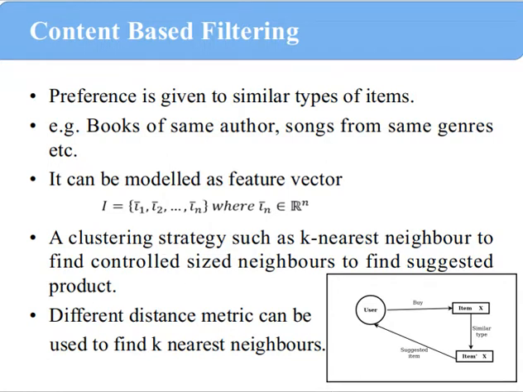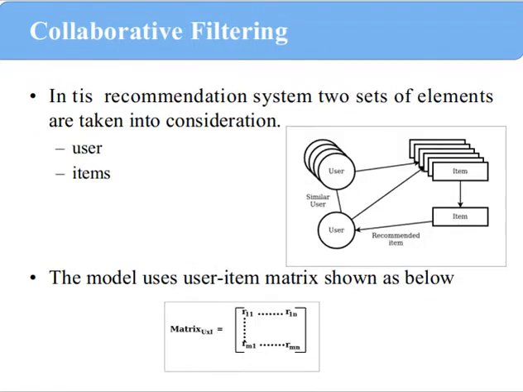Now let's move towards the next, which is the collaborative filtering. It is somewhat different. It is based on collaboration. So collaboration occurs with the users. In this recommendation system, there are two sets of elements. Very first is the user and another one is the item. So from the diagram, it is clear that a group of users is giving their ratings to a certain set of items.